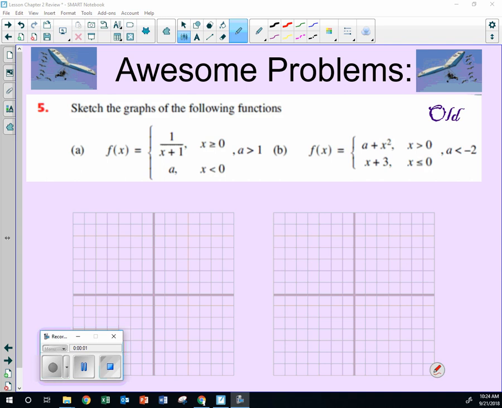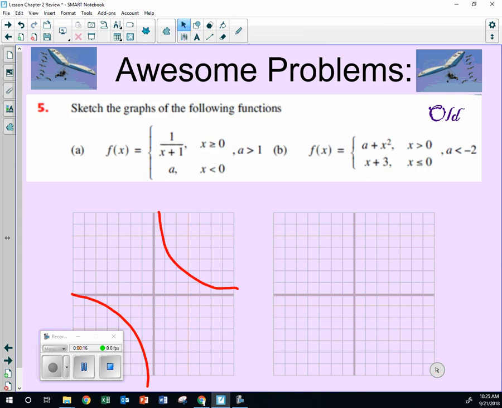So for the awesome problems, you're just drawing a sketch and then finding the range. So, well, just sketching. So I thought we did this one. This is 1 over x, except what does 1 over x plus 1 do to this 1 over x? Shifts it to the left. 1, right?